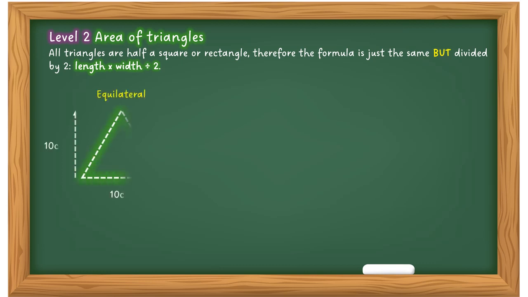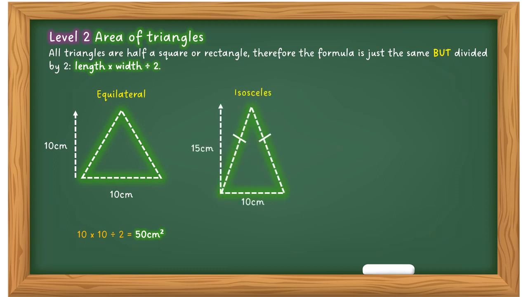So let's look at the equilateral. You can see length times width. Now if you do length times width, it will give you the area of a square. But by dividing it by 2, you will get rid of the excess outside area, and that will give you 50 meters squared. Let's look at an isosceles triangle again. That gives you 10 times 15, exact same again, divide by 2, and that gives you a surface area of 75 centimeters squared.